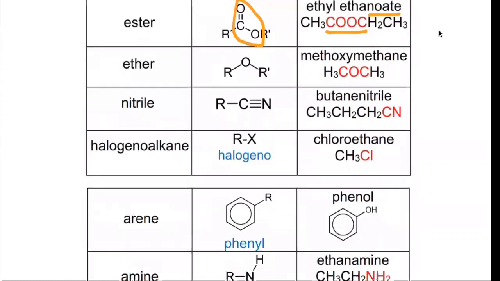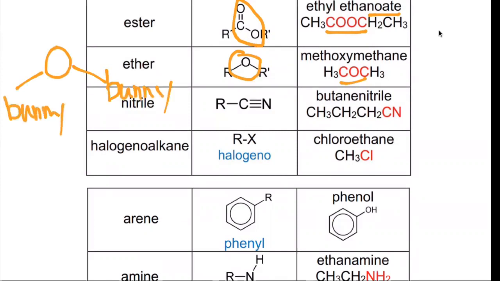This next one's called an ether. An ether just has a single bonded oxygen in the middle of the chain, so it's got COC like this. So if you see something like this, where there's an oxygen single bonded, that's the ether bunny, because it's an ether and it's got bunnies on it.